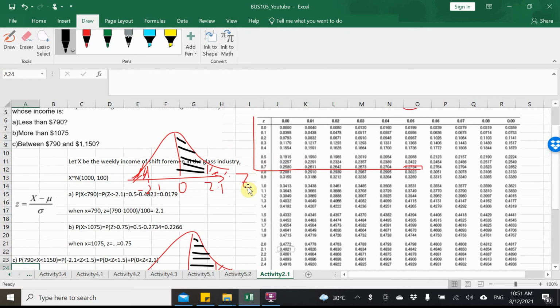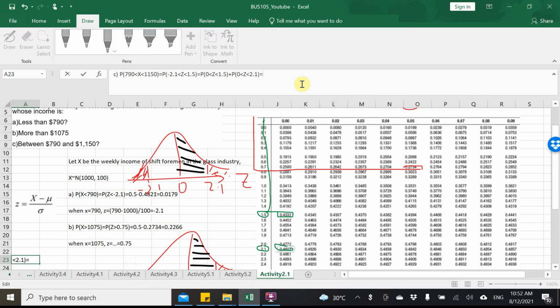So Z equals 1.50. So we get this probability, and then for another Z score, Z equals 2.1. This is actually in part A, right? We already found this probability here. So we just need to sum up these two probabilities to answer question C.